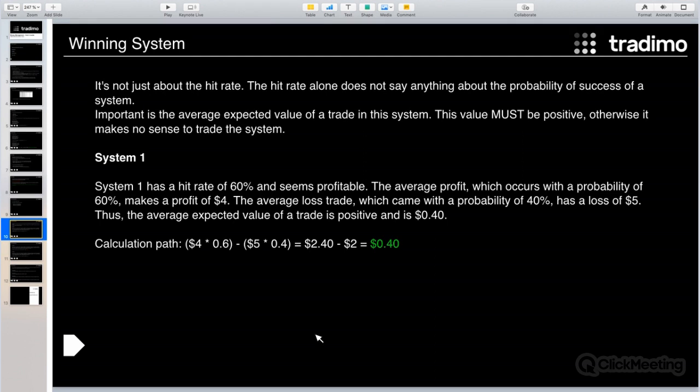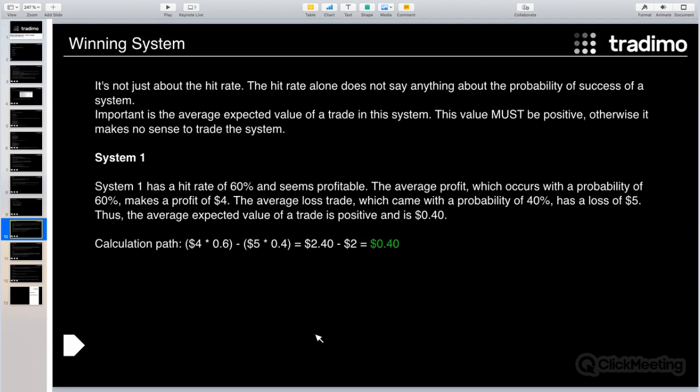On first sight, this seems very profitable. But let's say the average profit, which occurs with a probability of 60%, is $4. And the average losing trade, which occurs with a probability of 40%, has a loss of $5. Then the average expected value of each single trade is positive, at 40 cents. And you can see the formula below.